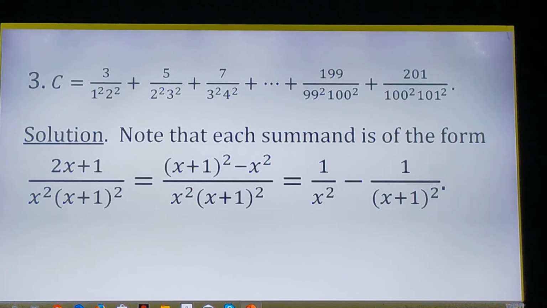Okay, number 3, c is equal to 3 over 1 squared times 2 squared plus 5 over 2 squared times 3 squared and so on until the last, which is 201 over 100 squared times 101 squared. Note that each summand or addend is of the form 2x plus 1 over x squared times x plus 1 squared, which can be broken down into the difference of 1 over x squared and 1 over x plus 1 squared.